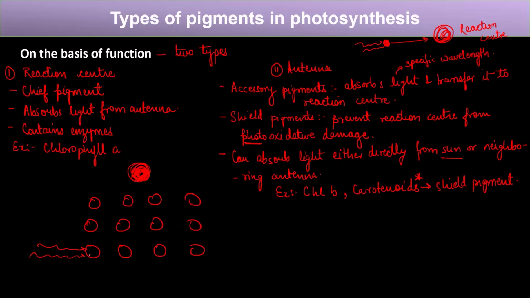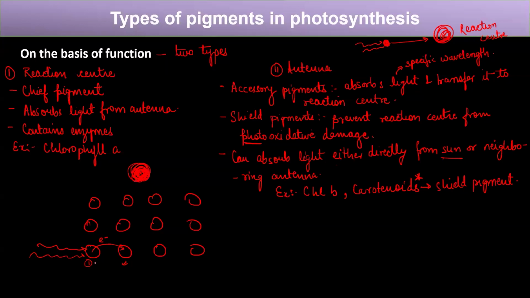Once it absorbs light, it causes the excitation of the electron. The electron undergoes excitation, and when it comes back to the ground state, it transfers its energy to the neighboring antenna. So the energy received by this neighboring antenna will be less as compared to the first one. In this way, by the time it reaches the reaction center, the energy is minimized or attenuated so that it does not affect the reaction center. So this is how all these pigments work.